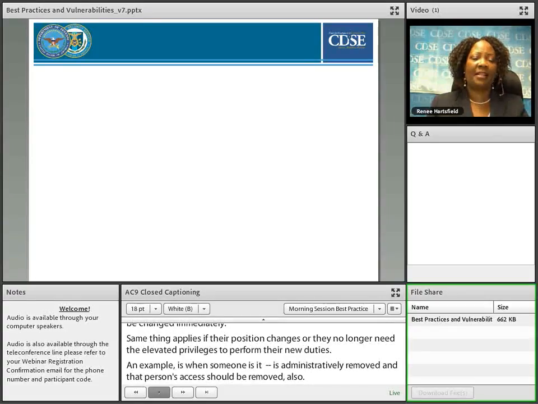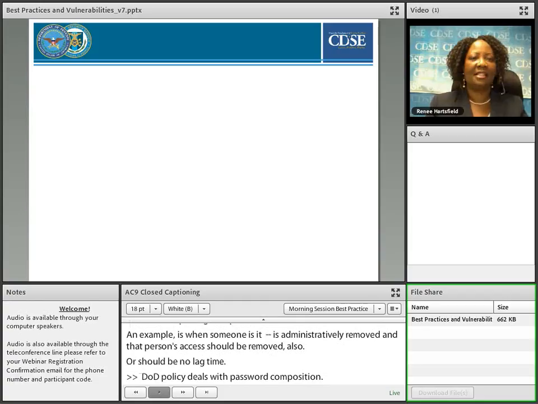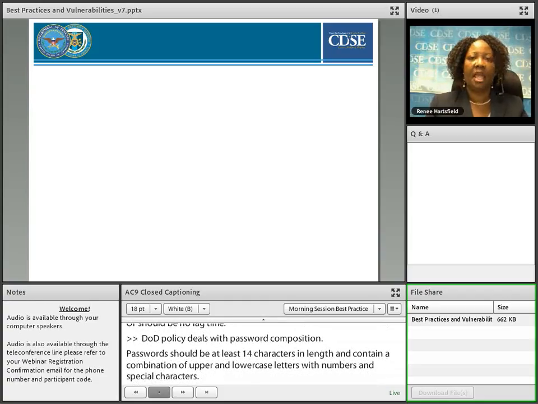Another best practice, and again, DoD policy, deals with password composition. Passwords should be at least 14 characters in length and contain a combination of upper and lowercase letters, along with numbers and special characters. Often, to simplify things, system administrators will use the same password across multiple systems and among multiple administrators. This is a huge risk.